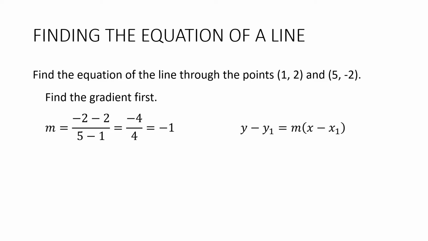Now let's substitute into our point-gradient formula. We can use either of these points because they'll both lie on the line, and the gradient is -1. So -1 goes in there. I'm going to use this point. 2 goes in here, and 1 goes in here. Substituting in, expand through and take your 2 over the other side. And we end up with y is equal to -x plus 3.